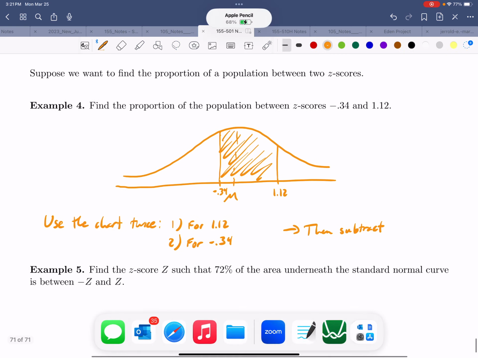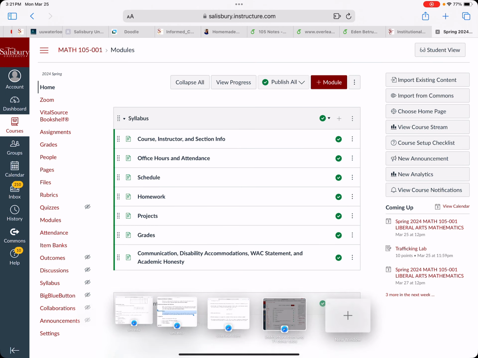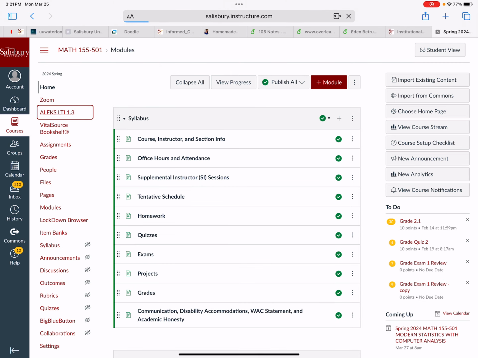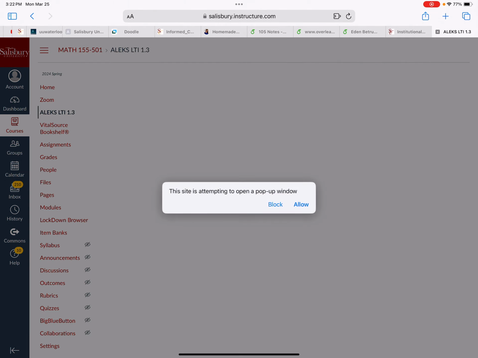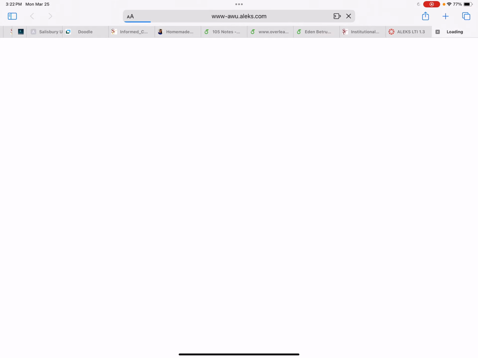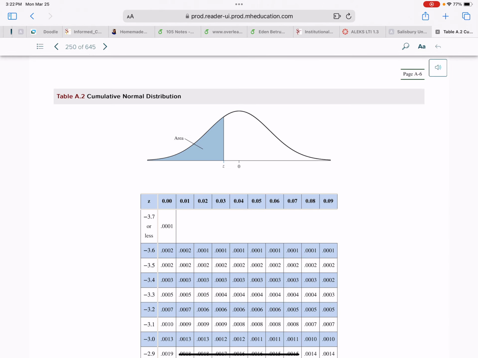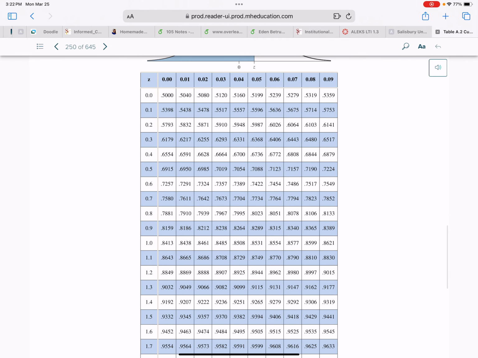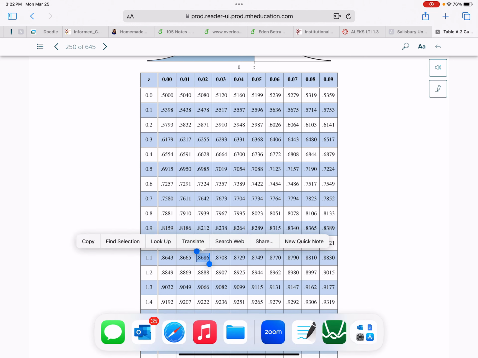So if we go over to Alex, and we take a look at our chart right here, let's do 1.12 first. We have it right here, and I guess we're looking at this value right here, 1.12. So that's 0.8686.